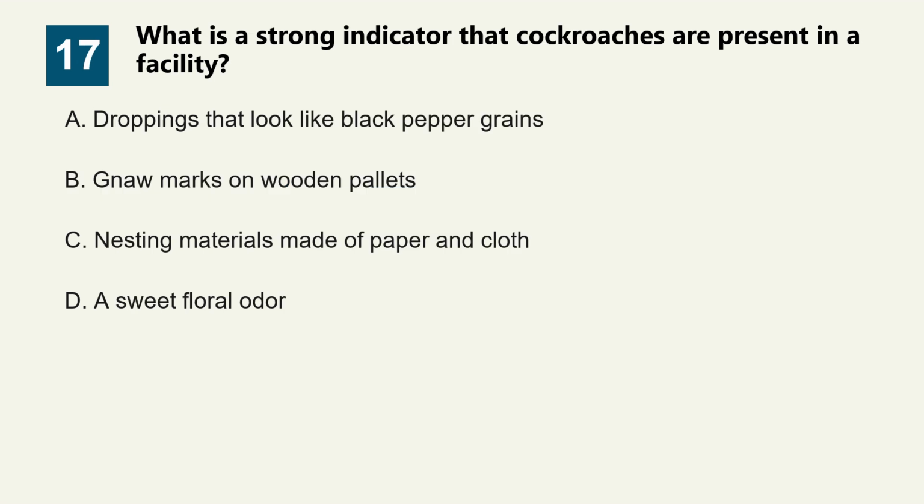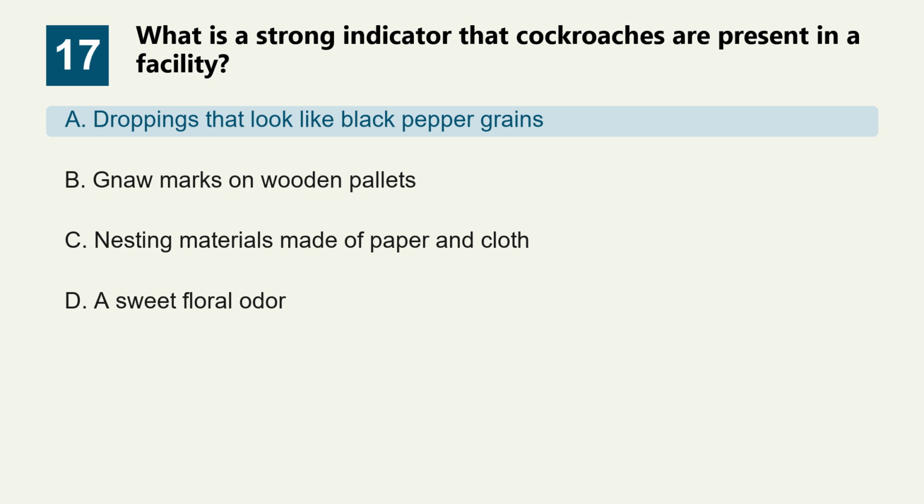Question 17. What is a strong indicator that cockroaches are present in a facility? Option A. Droppings that look like black pepper grains. Option B. Gnaw marks on wooden pallets. Option C. Nesting materials made of paper and cloth. Option D. A sweet floral odor. The correct answer is option A.